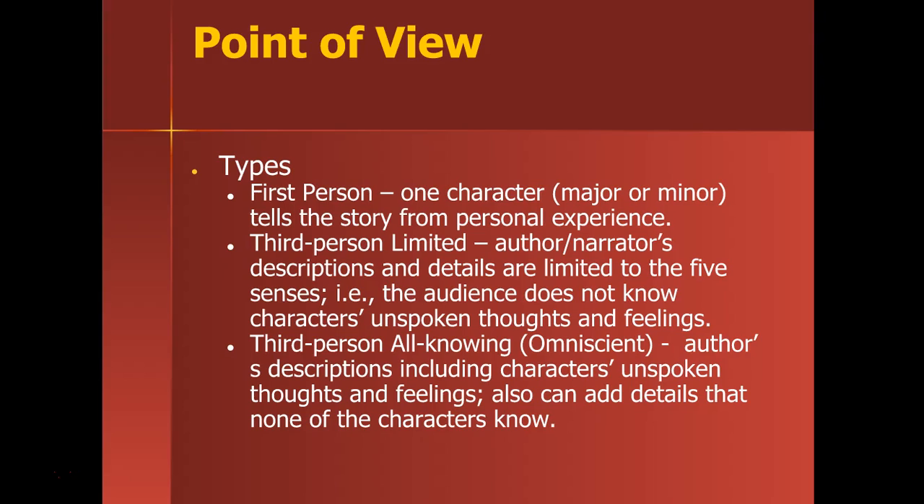The other type is third person all-knowing, also oftentimes referred to as omniscient. This is where the author's descriptions include characters' unspoken thoughts and feelings. This also can add details that none of the characters know. It's like someone can see inside the minds and hearts of all the characters and share that with the reader.